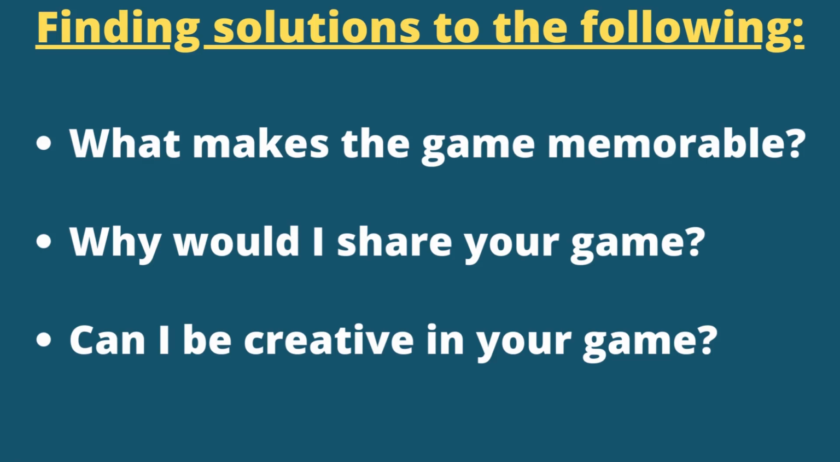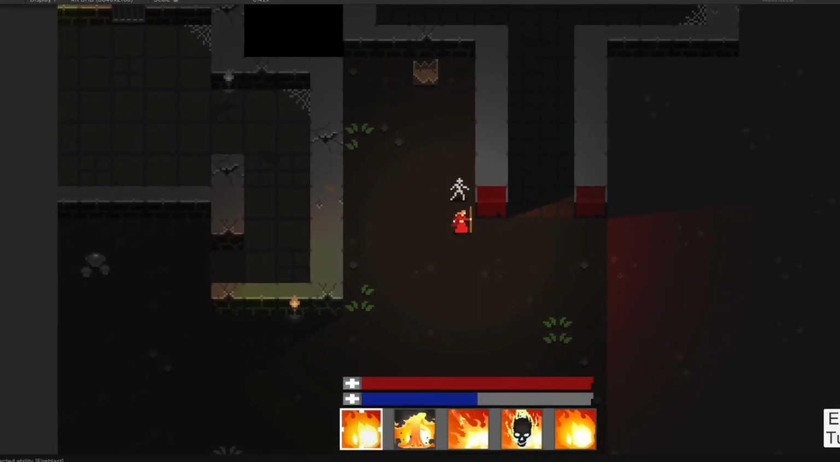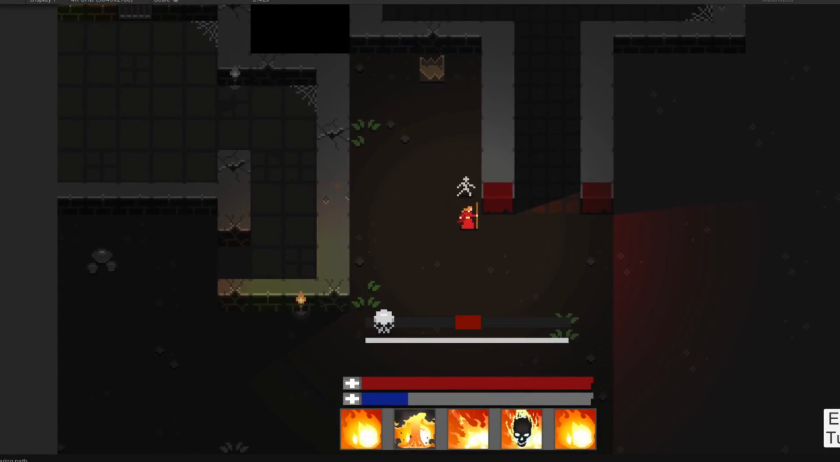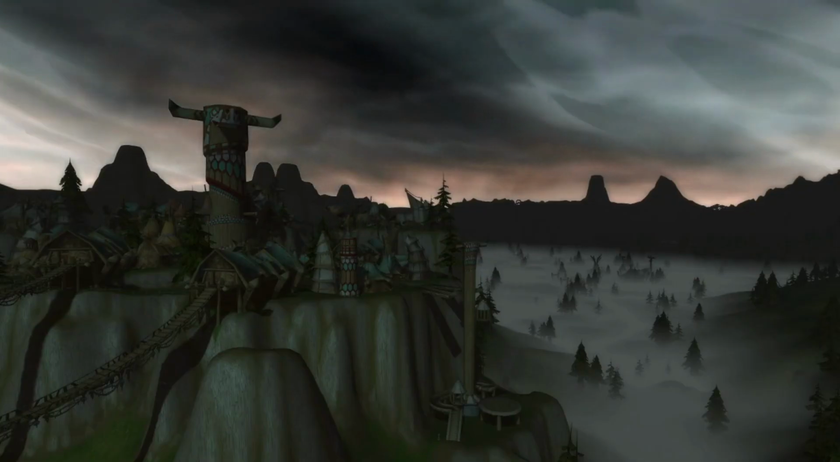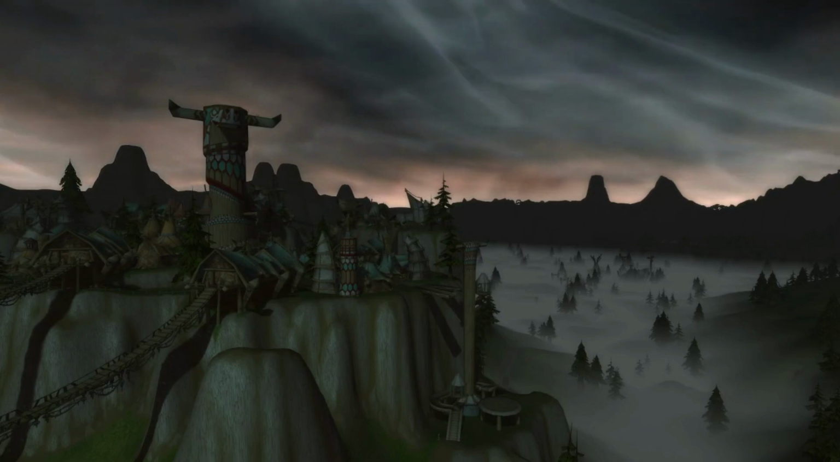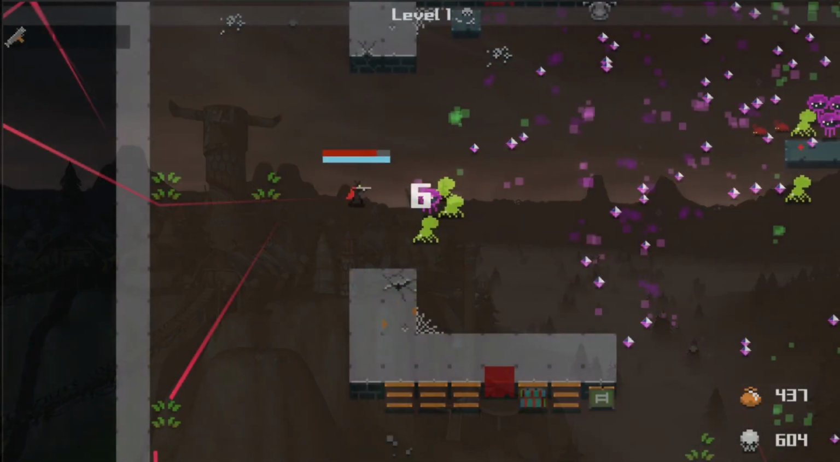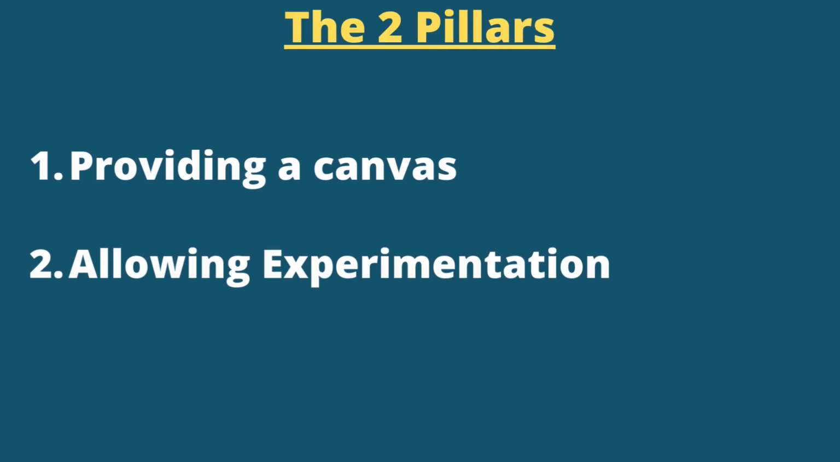What I'm looking at is what makes a game shareable. Don't know if that's a word, but increasing the shareability of a game. And what I mean by that is looking at things like YouTube, looking at streamers on Twitch, seeing what games sort of catch on with them and why. And there's two pillars to this, which I have identified anyway. And not every game follows these, of course. These are just my pillars, the way that I like to work and the way that I like to design my games nowadays. But these two pillars are providing a canvas and allowing experimentation.